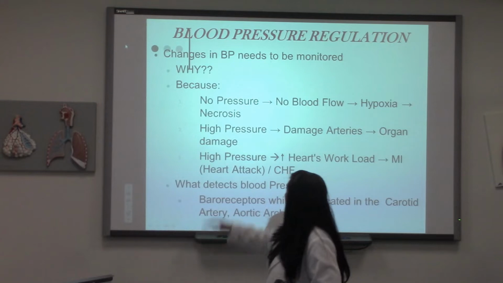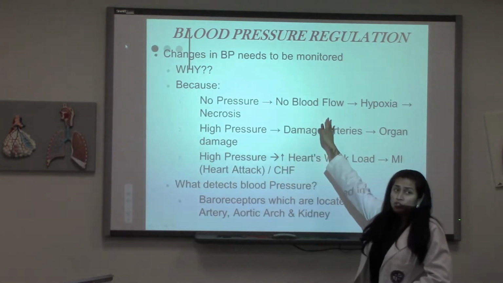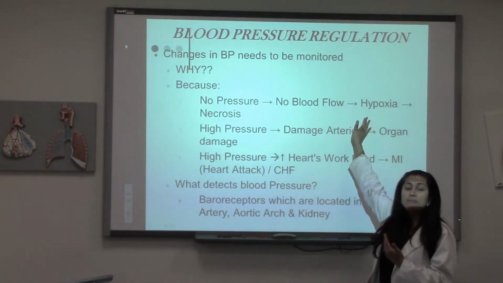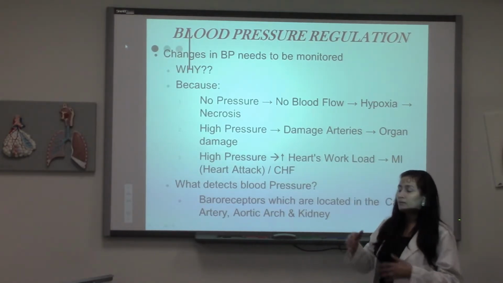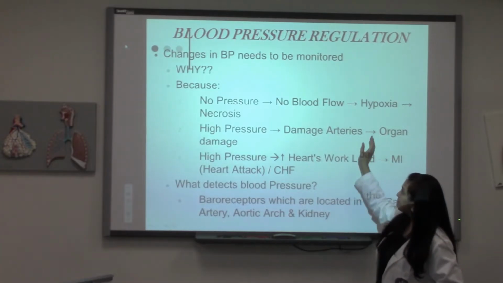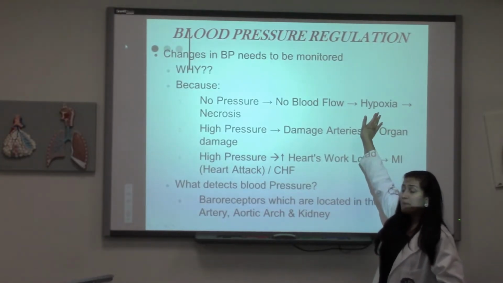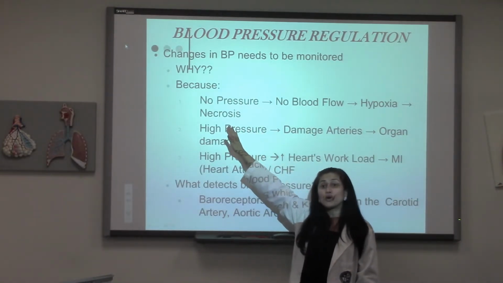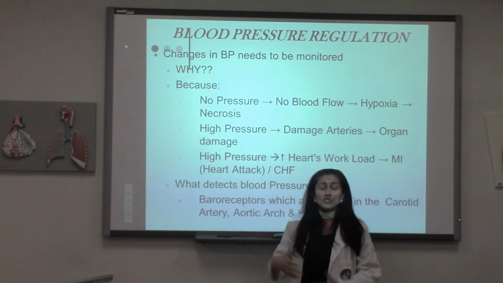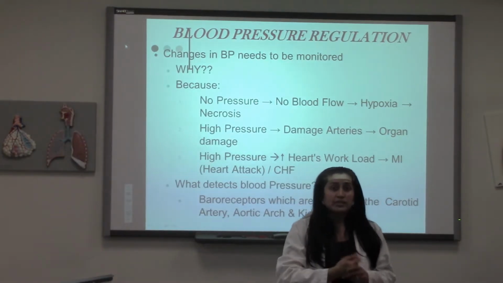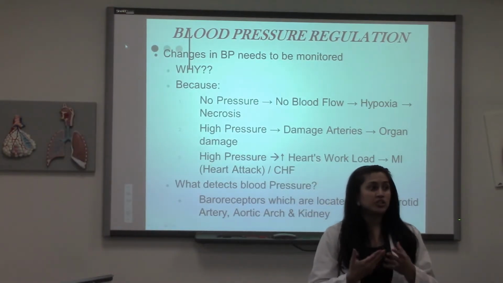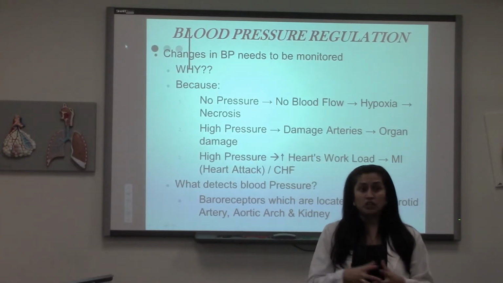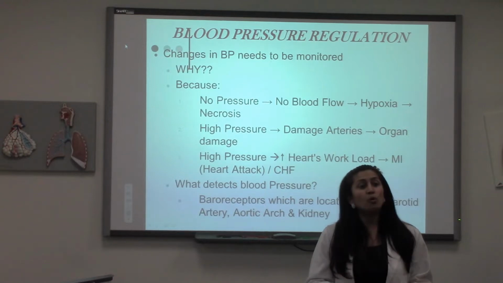So right here, no pressure, then you don't have any blood flow. If you don't have blood flow, your tissue experiences hypoxia, which is a drop in oxygen. Due to hypoxia, your tissues will undergo necrosis, which is cell death. So your tissues will start dying. This is very important, one reason why you need to make sure your blood pressure is normal. This is a consequence of having low blood pressure.